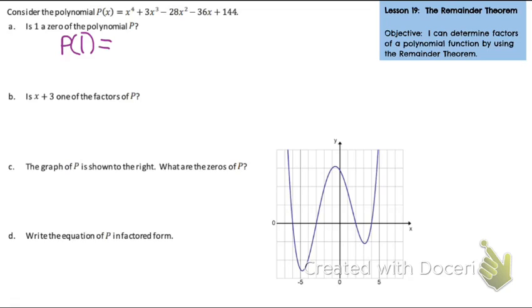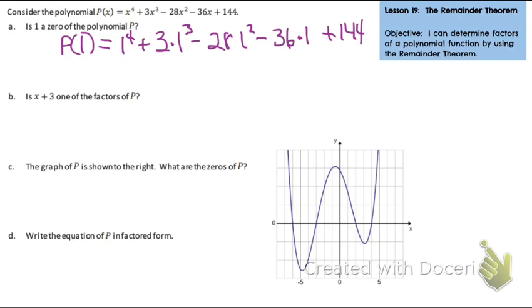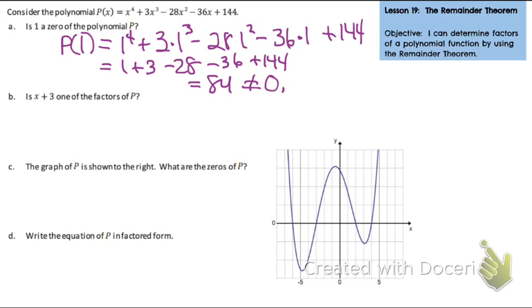P of 1 is 1 to the 4th plus 3 times 1 cubed minus 28 times 1 squared minus 36 times 1 plus 144. And I'm going to get 1 plus 3 minus 28 minus 36 plus 144, and I get 84, which does not equal 0. So p of 1 is not a 0.